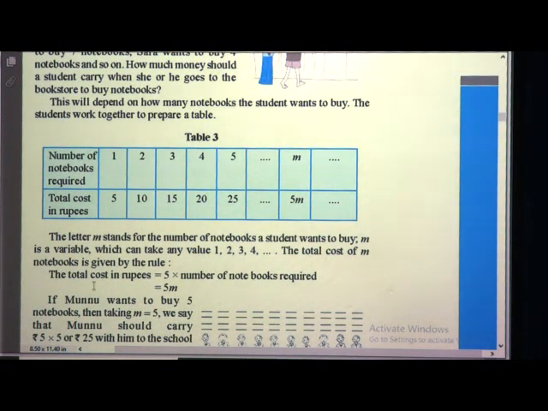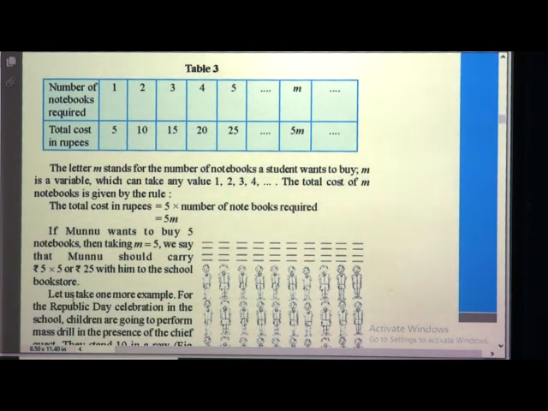The total cost of M notebooks is given by the rule: total cost in rupees is 5 into the number of notebooks required. So 5 into the number of notebooks means 5 into the variable we have taken, M. M indicates the number of notebooks required. So if I want to buy 5 notebooks, I will take 5 in place of M. So 5 fives are 25 rupees I need to carry with me. Next, if Munnu wants to buy 5 notebooks, taking M equal to 5, we say that Munnu should carry rupees 5 into 5, or rupees 25, with him to the school bookstore.